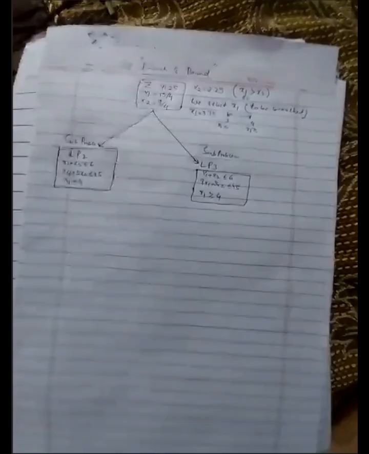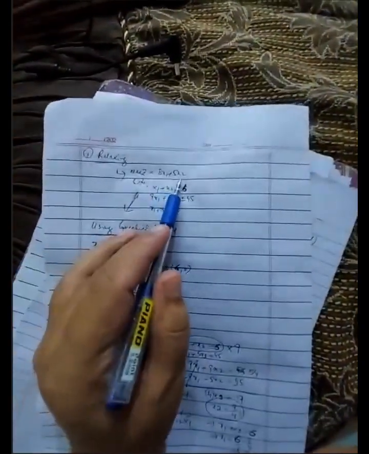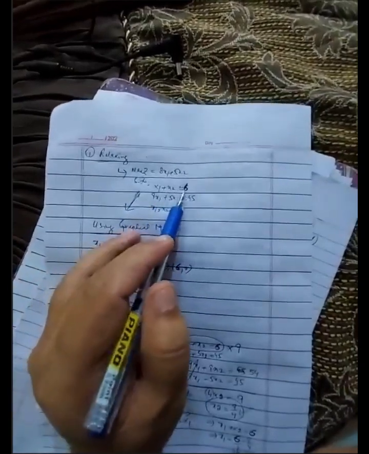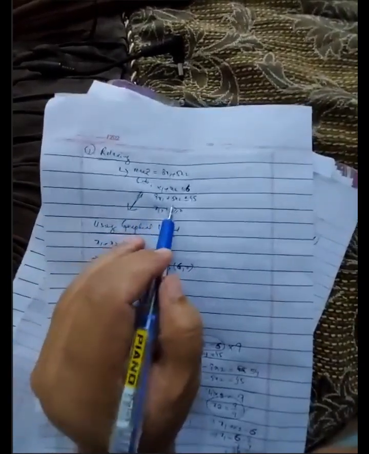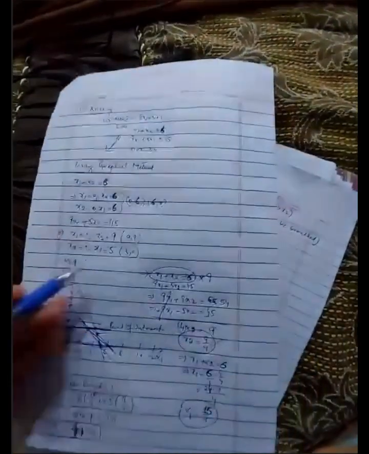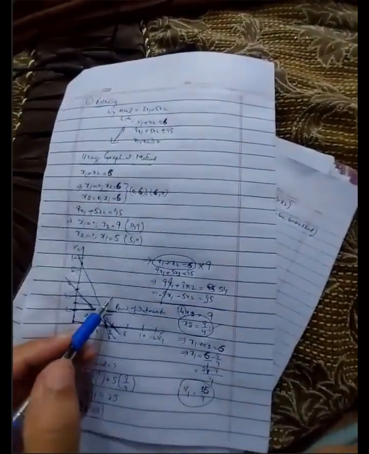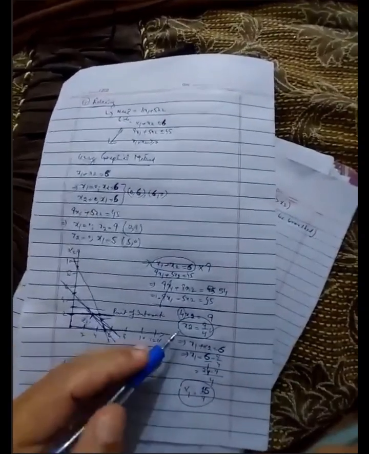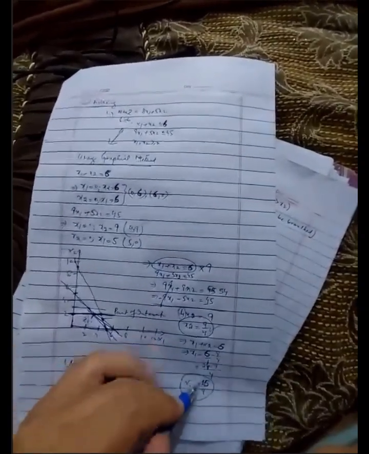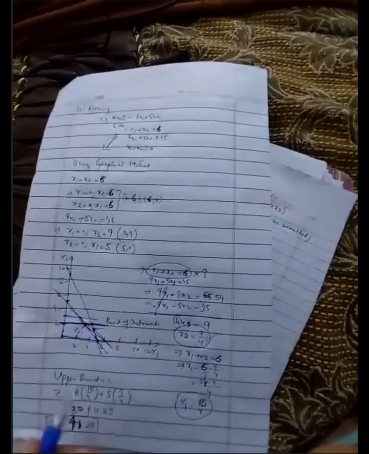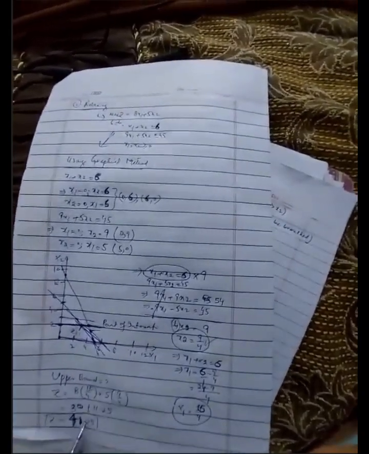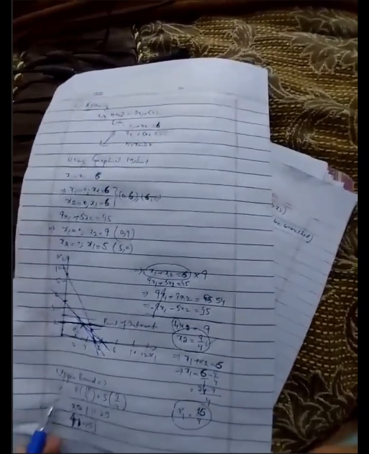Okay. Previous question. Actually, here we had a problem. Maximize z is equal to 8x1 plus 5x2 subject to x1 plus x2 less than or equal to 6, 9x1 plus 5x2 less than or equal to 45. First we solve it graphically, and from the graphical method we came to know that the optimal x2 is equal to 9 by 4 and x1 is equal to 15 by 4, and the z value is 41.25.